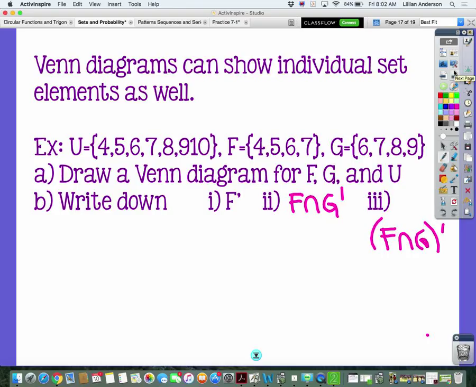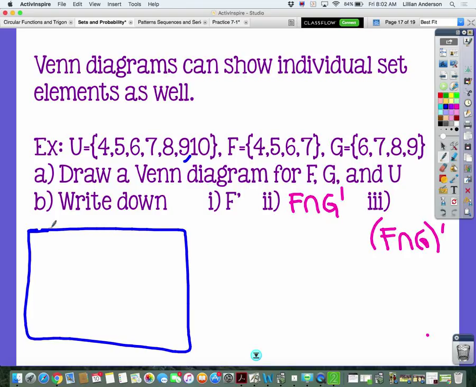Let's take a look at this example. We have a universal set, 4, 5, 6, 7, 8, 9, 10. We have set F, 4, 5, 6, 7. We have set G, 6, 7, 8, 9. We're going to draw a Venn diagram for all three sets. So let's start with that before we write down the sets for the other ones.